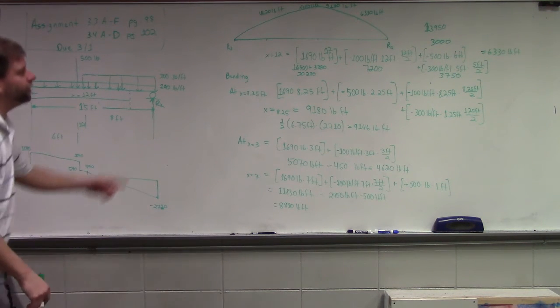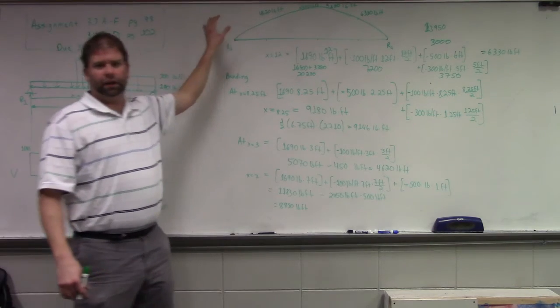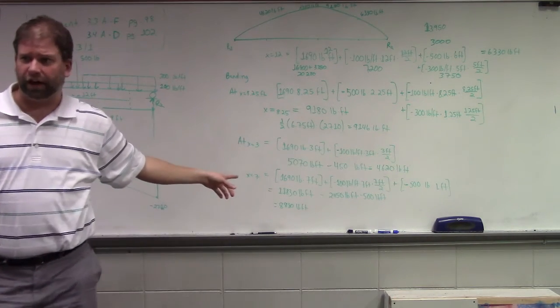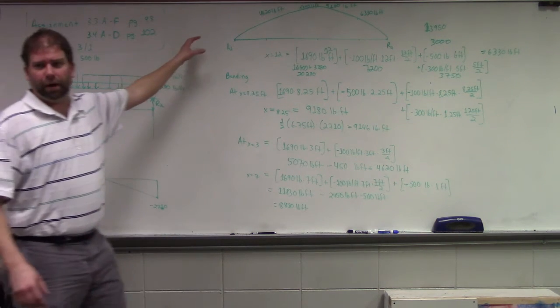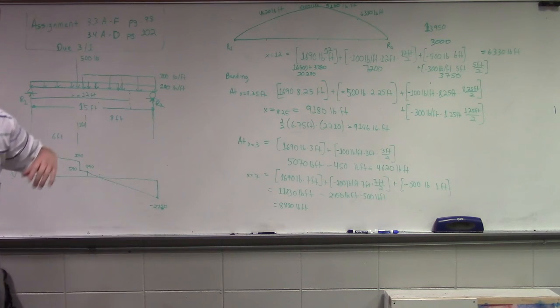So this is what we're after here. It's not that you necessarily have to calculate it at 5 points. If you're dealing with something like this, a lot of uniformly distributed loads, you probably just need 3 points. It'll be some sort of parabolic curve. And keep in mind that if you're dealing with point loads, then your bending moment curve will be straight lines.